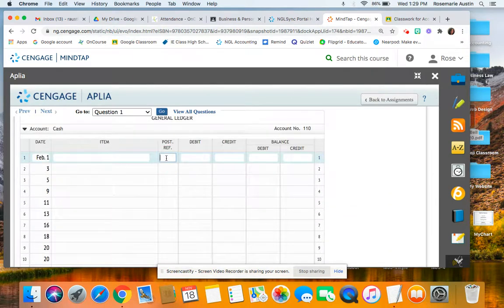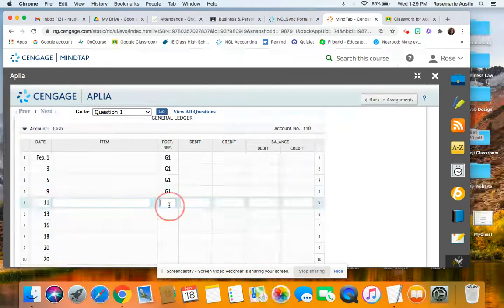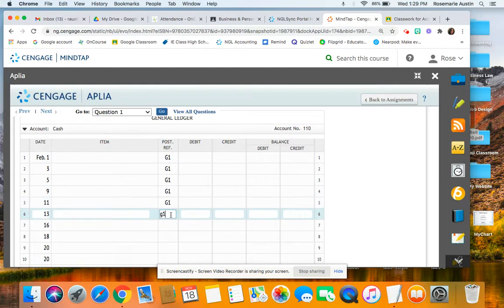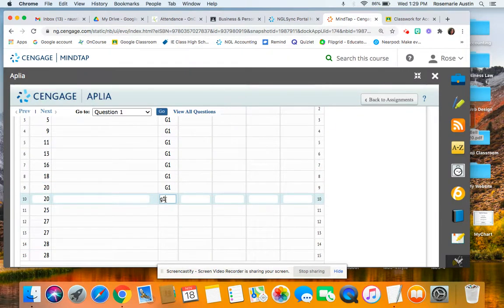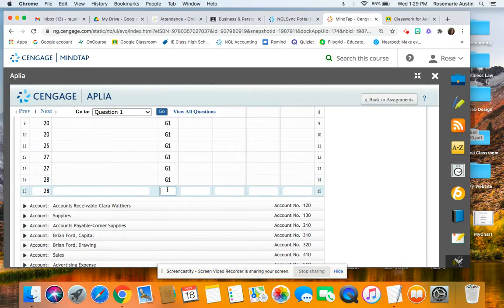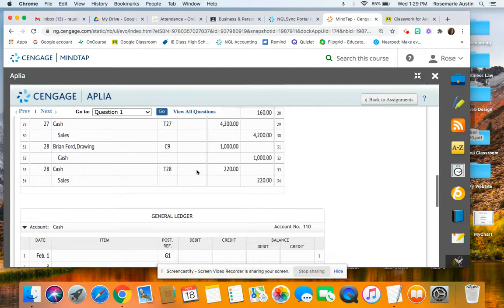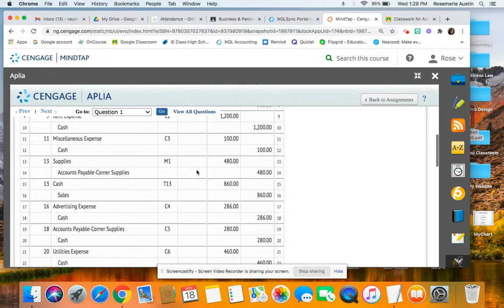It's kind of annoying that you have to do this repeatedly. If I could just use the arrow keys, that would be so much nicer, but we can't. G1, G1, G1, G1, G1, G1. Okay, this is a little bit repetitive, a little monotonous, probably not digging it right now. Neither am I. Okay. Let's just do the transactions, and then we'll do the balance last.